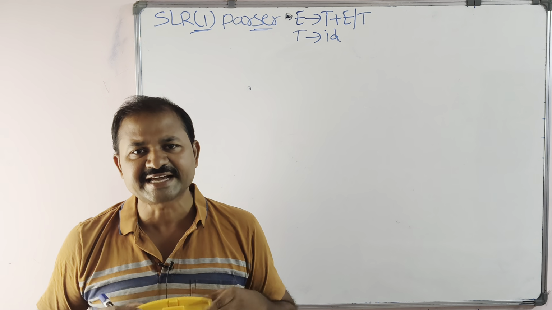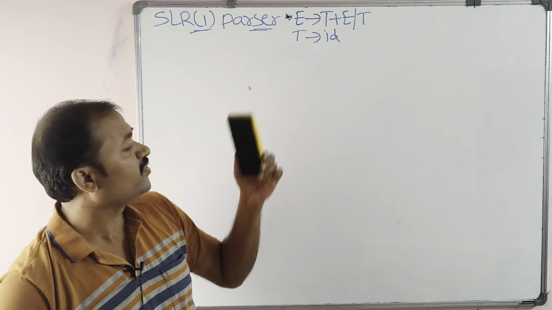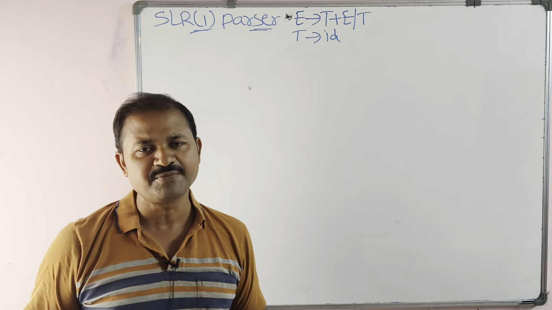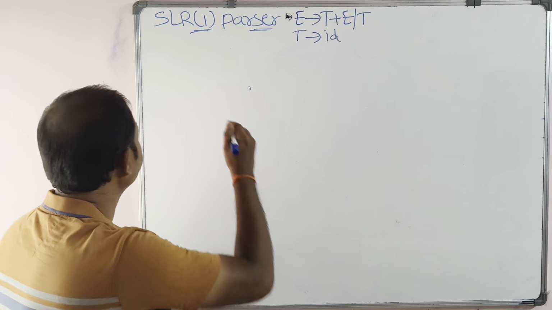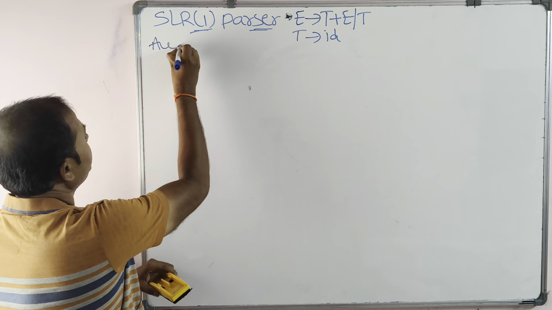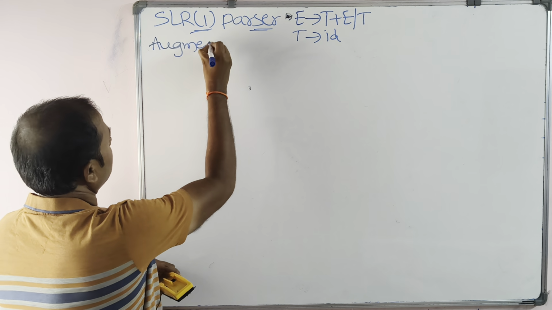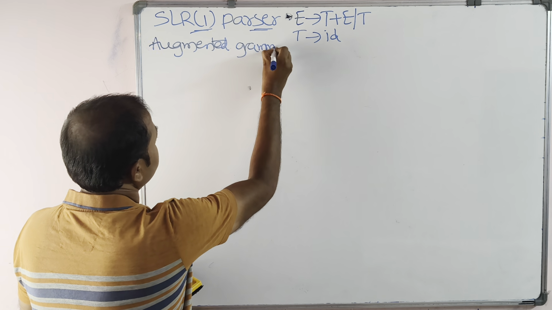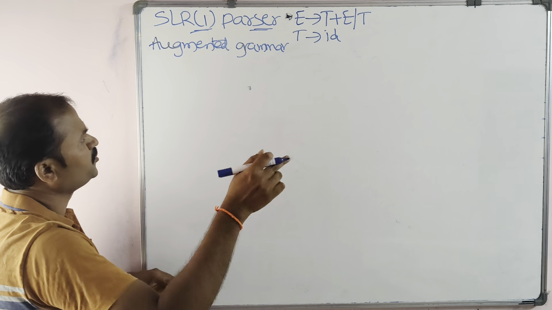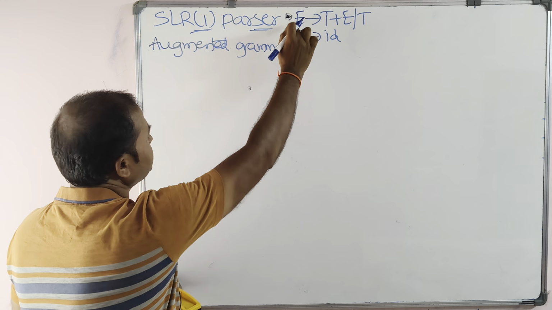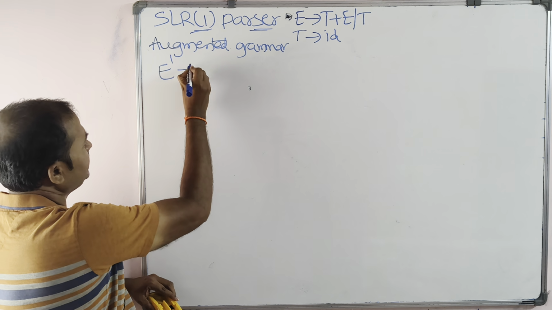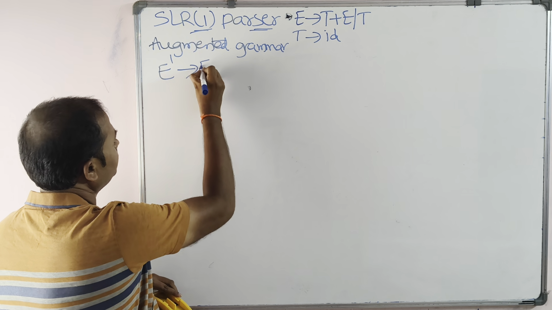Now let us construct the SLR(1) parsing table for this grammar. First we have to write the augmented grammar. So here we have to write an extra production: start symbol dash produces start symbol. Here, what is the start symbol? E. So we have to add an extra production called E dash produces E.